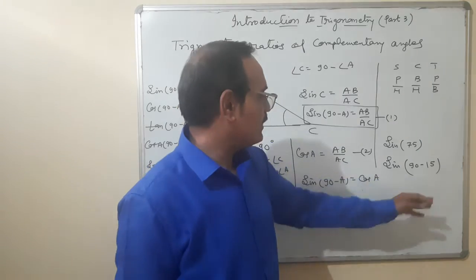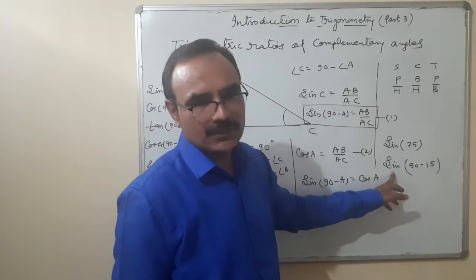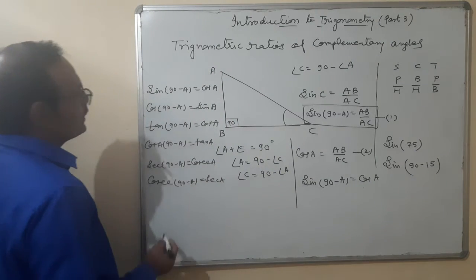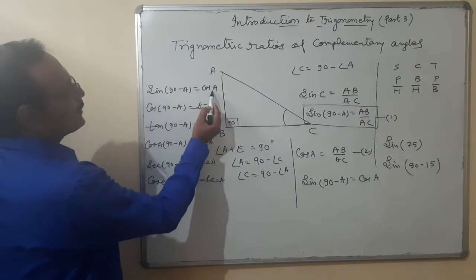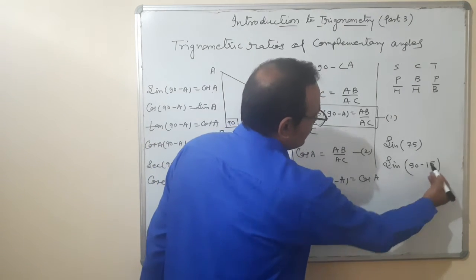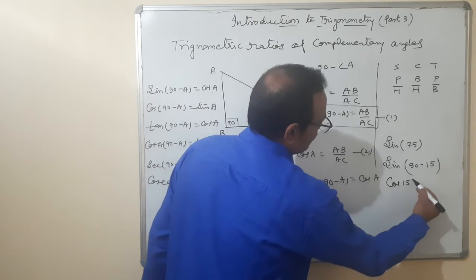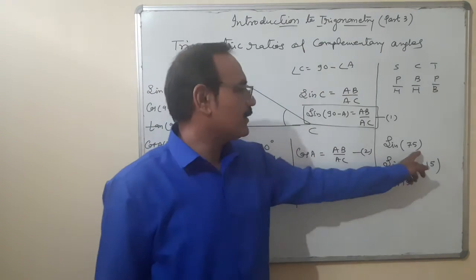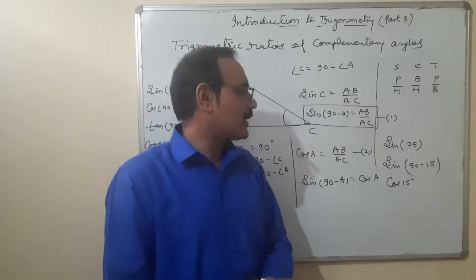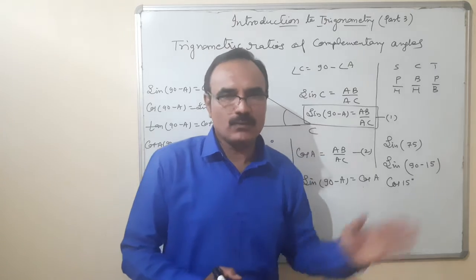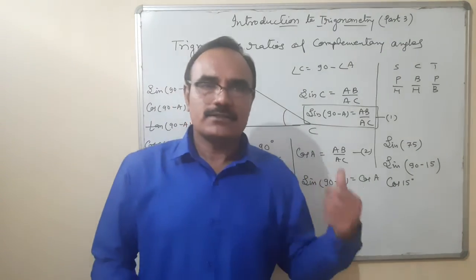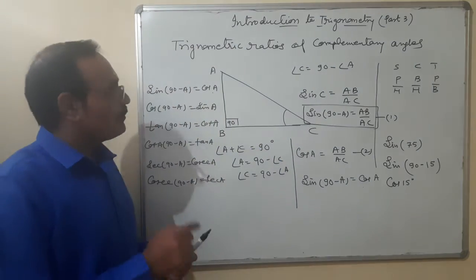And if I ask you to convert this trigonometric ratio sine into the form of cos, then you can use this complementary angle formula. Sine 90 minus A is equal to cos A. Sine 90 minus this is treated as A, so the value is cos 15. So that means sine 75 is equal to cos 15. Or in other words, sine 75 can be written in the form of cos 15. Both the terms are the same. Their value is the same. Okay. So this is the use of complementary angles.